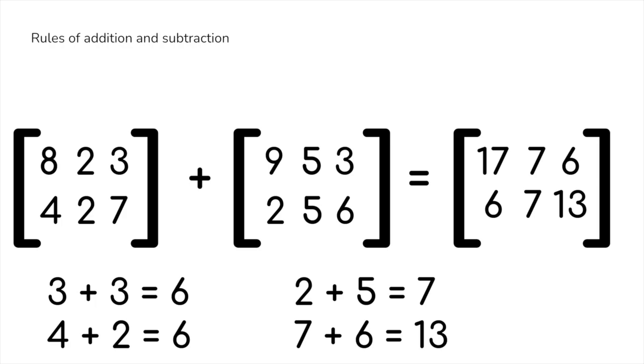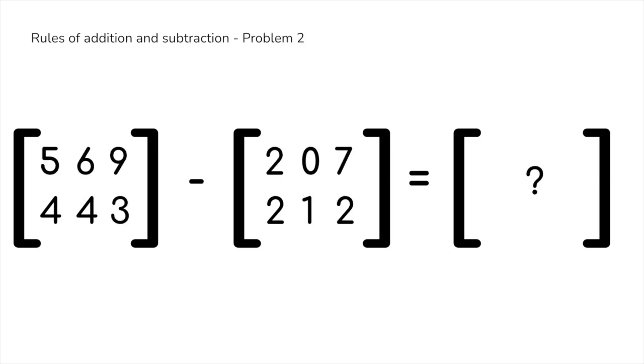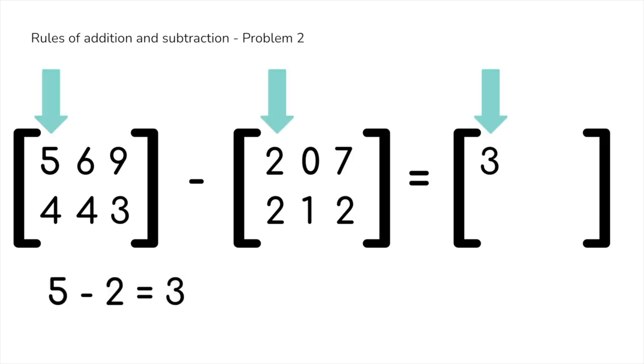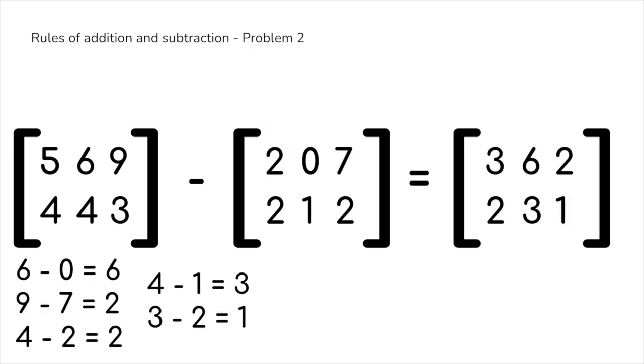Let's try to do an example of subtracting a matrix. We simply do what we did for the adding, but this time we subtract the numbers. These two numbers give us 3 when we subtract them, so we put it in the corresponding spot. Try to do this one by yourself by pausing the video. This is what your answer should look like.